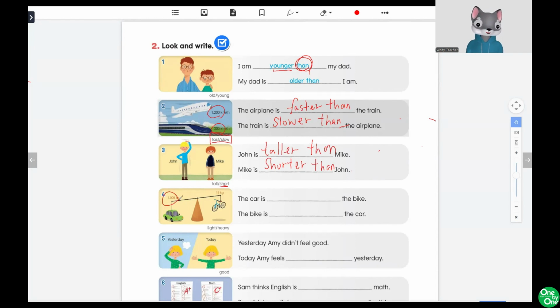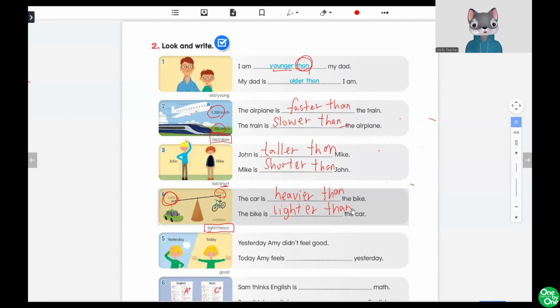Now the car. Look at this. The car is 1,000 kilograms, whereas the bicycle is only 15. 뭐가 더 무거운지, 뭐가 더 가벼운지 볼 거예요. The car is 바이크보다 더 무거우니까 뭐라고 써야 되지? The car is heavier. Very good. Heavier than the bike. The bike is 더 가벼운 거니까 lighter. Very good. It's going to be lighter than the car.